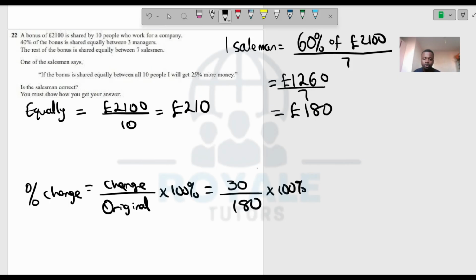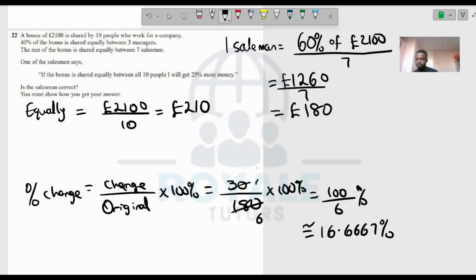So if you do this, 30 goes into 180 six times, so that's 100 divided by 6. And if you do this, it will never be 25%, because this should give us approximately 16.666. Yeah. So it is never 25%. So that means the salesman is not correct. So is the salesman correct? Your answer will be no. The salesman is not correct.